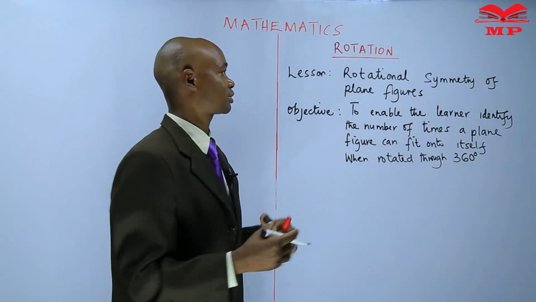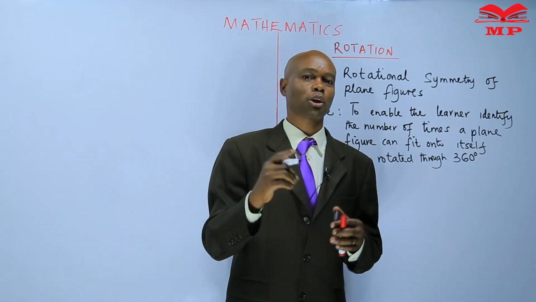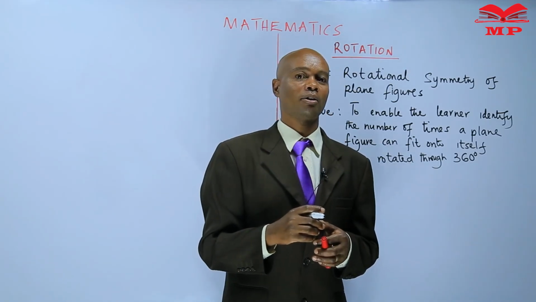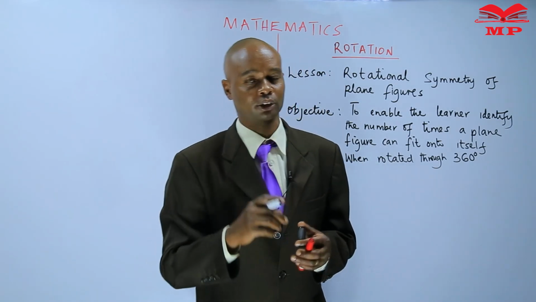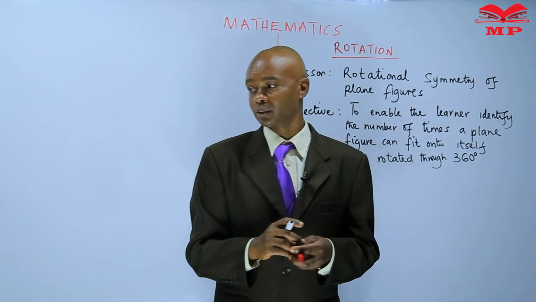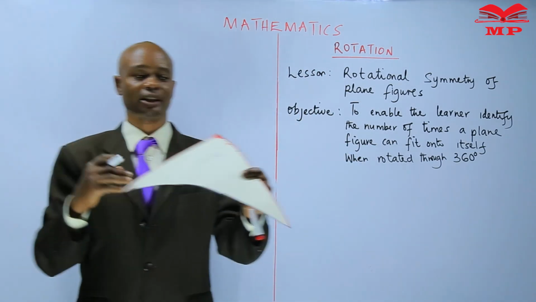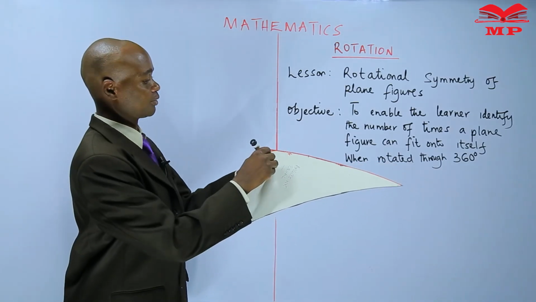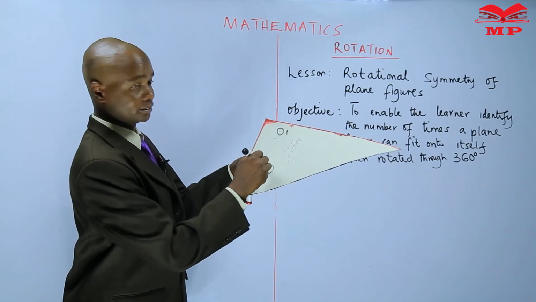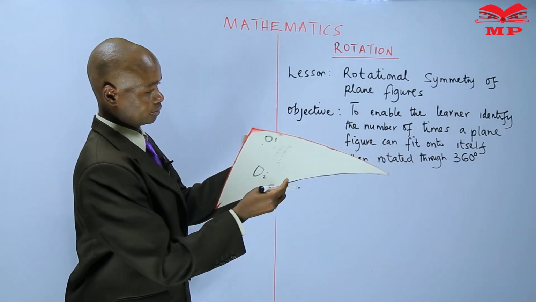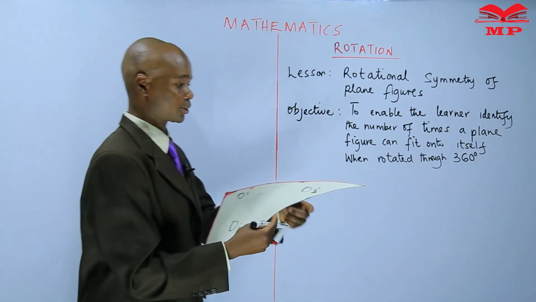Actually, the number of times it will fit onto itself after the complete 360 degrees is what we shall call the order of rotational symmetry. If it fits once, it is order one; twice, order two. The best way is to use an example. This is a triangle. I can choose a point, center 1, center 2, center 3, and we try to see.